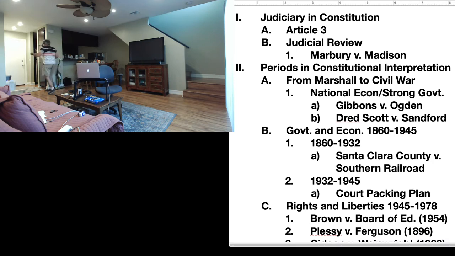So, the cases that I will cover as I move forward will show you how judges insert their values into a case. So, let's begin. Okay, let's begin. A, from martial to the civil war. Number one, national economy, strong government. Let's begin.